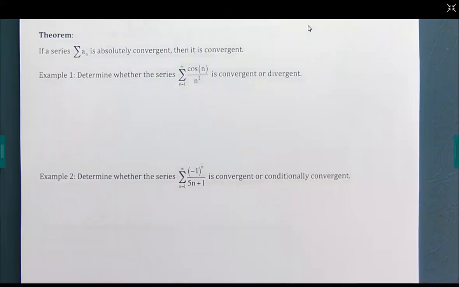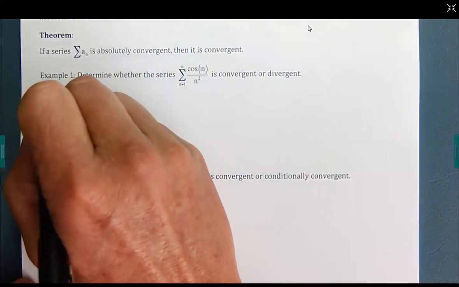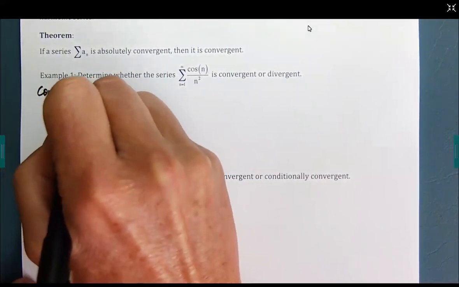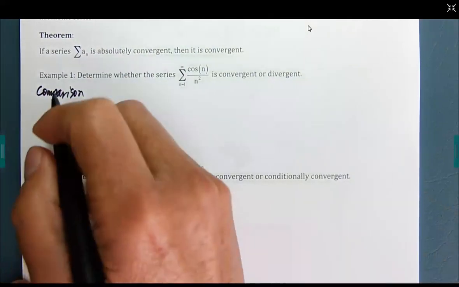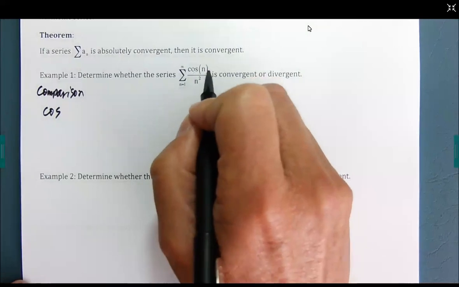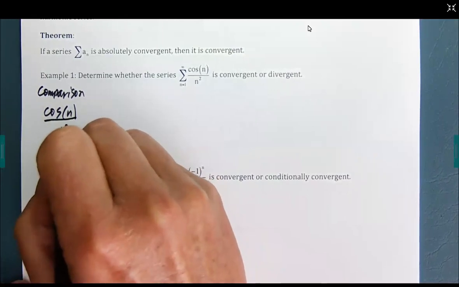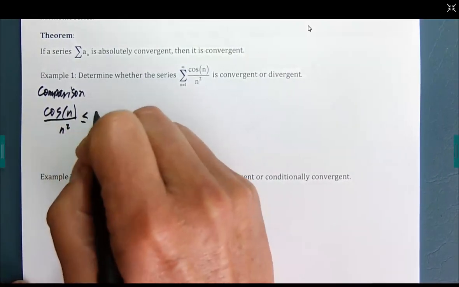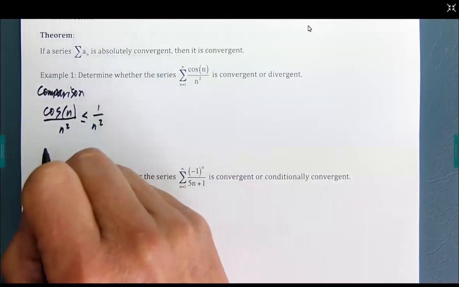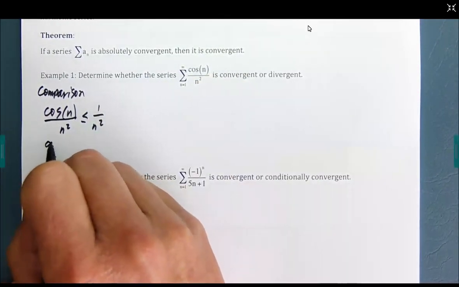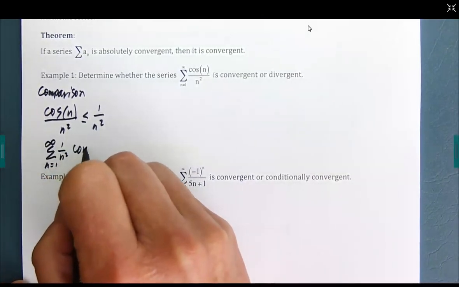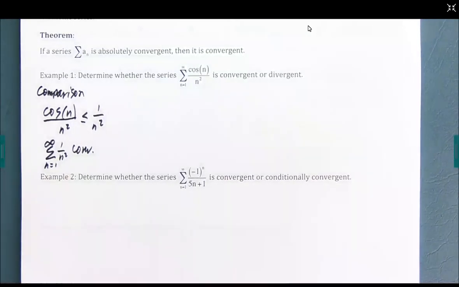So determine whether this is convergent or divergent. Well, what I'm going to do is the comparison test. And I'm going to note that the cosine of n is always going to be between -1 and 1. And that means it's always going to be less than or equal to 1 over n squared. And we know this is convergent because it is a p-series.